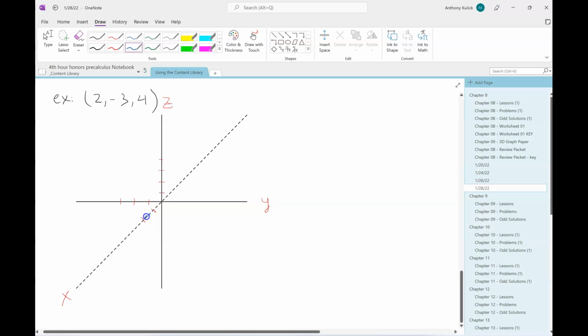I'm going to draw the bottom of my box here. Oops. This thing is being such a little pain.